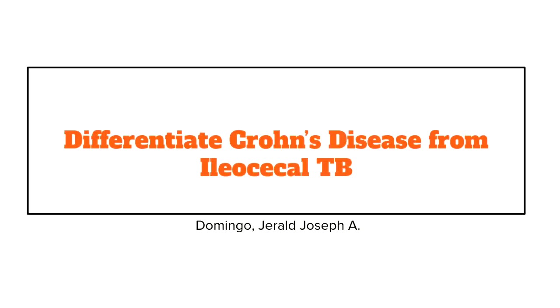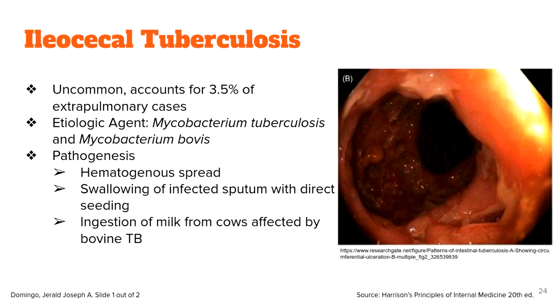Okay, Gerald. Next, are you there, Gerald? Yes, Doc. Go. Crohn's disease from ileocecal TB. Ileocecal tuberculosis is very uncommon. It accounts for 3.5 percent of extrapulmonary cases, and its main etiologic agents are Mycobacterium tuberculosis and Mycobacterium bovis. It is acquired through hematogenous spread, swallowing of infected sputum, direct seeding, and ingestion of milk from cows affected by bovine TB.